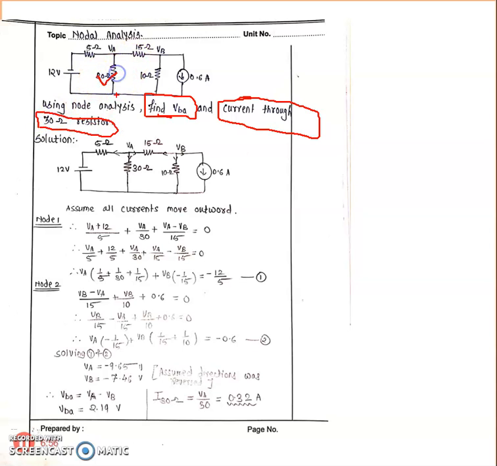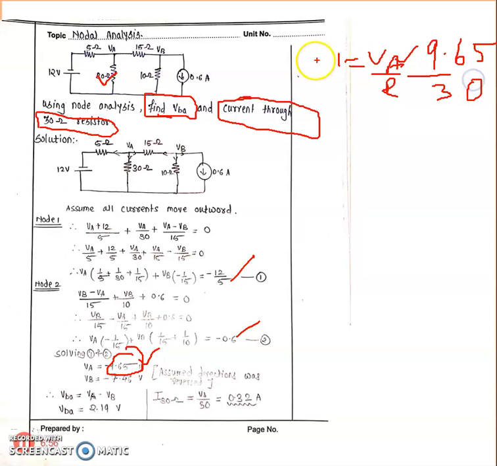Current through this value, the 30 ohm. I is equal to V by R. So VA divided by R. The VA value comes from solving these two equations. So 9.65. Why 9.65 and why is minus not there? Both are also minus, so that's why I have removed the minus sign. So 9.65, the VA value, divided by 30. Then you will get the current value at the point of 30 ohm.